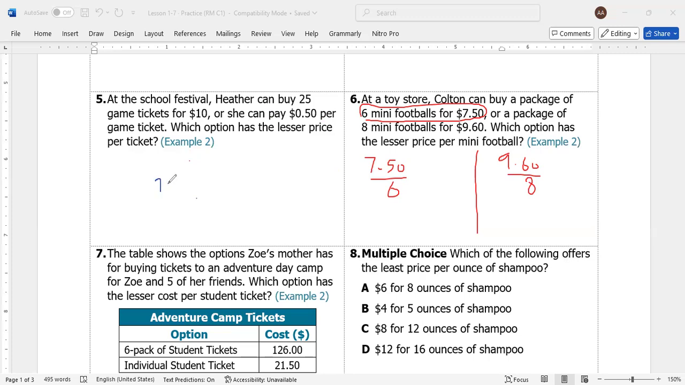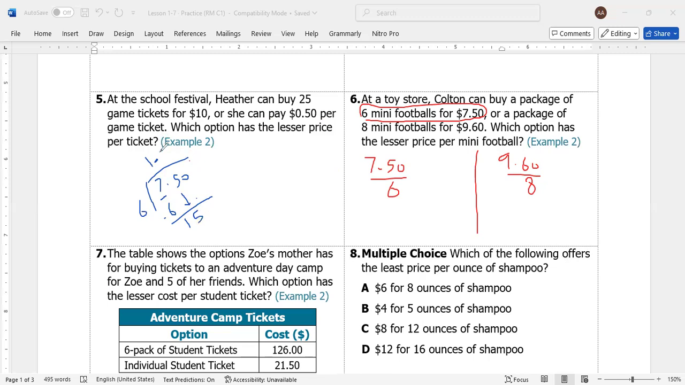So if I divide 7.50 by 6, I will see how many 6 are in 7. We know that there is one 6 in 7. 6 times 1 is 6. We have 1. Then we have this decimal here. The decimal will go up 1 point, and we will bring down 5.